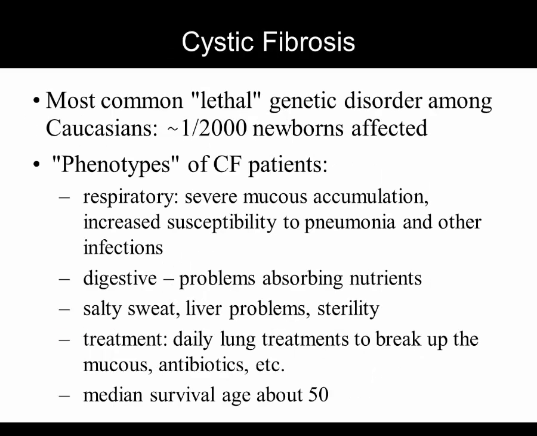Let's start by looking at cystic fibrosis. This is the most common lethal genetic disorder among people of European descent, affecting about 1 in 2,000 newborns. Patients have a variety of respiratory and digestive ailments. Median survival age is now above 50, and luckily this is a number that I frequently get to revise upwards. In the 1980s, this number was below 20.